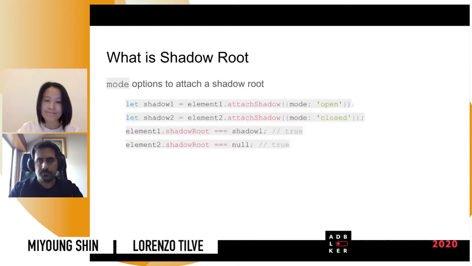You can attach the shadow root to any element using the element.attachShadow method. This takes as its parameter an options object that contains one option, mode, with a value of open or closed. Open means that you can access the shadow DOM using JavaScript written in the main page context, so element1.shadowRoot returns the shadow root you attached. Closed means that you won't be able to access the shadow DOM from the outside, so element2.shadowRoot returns null.